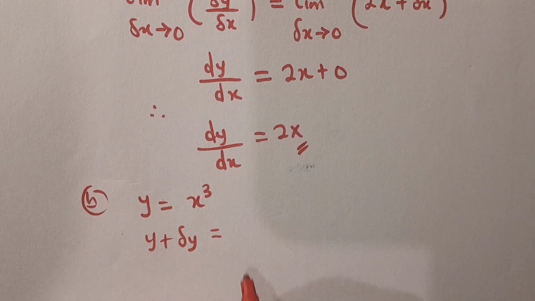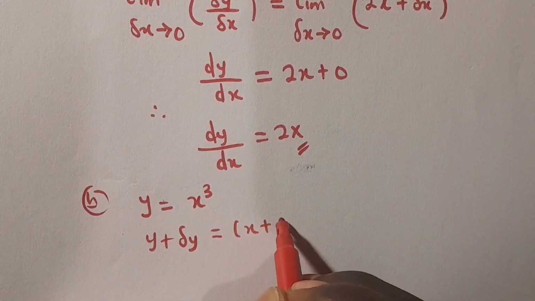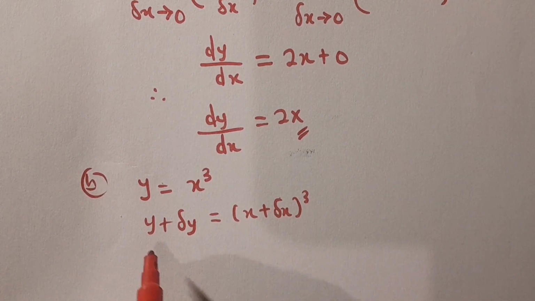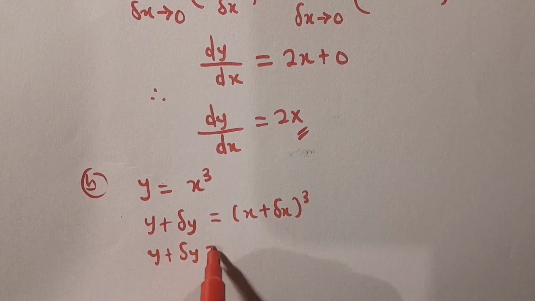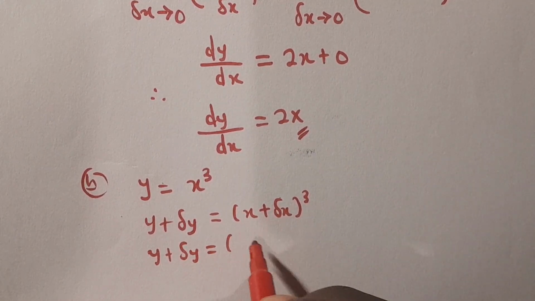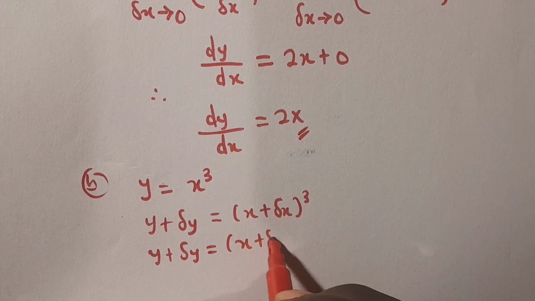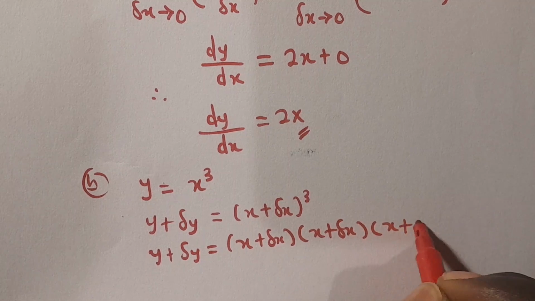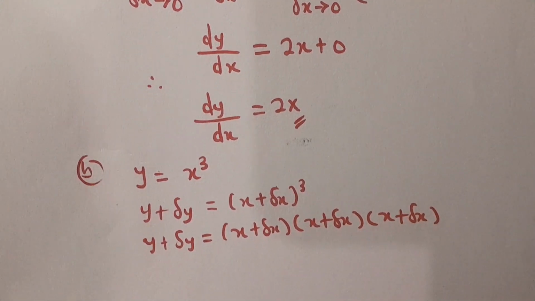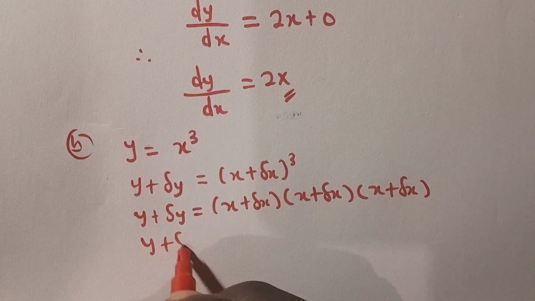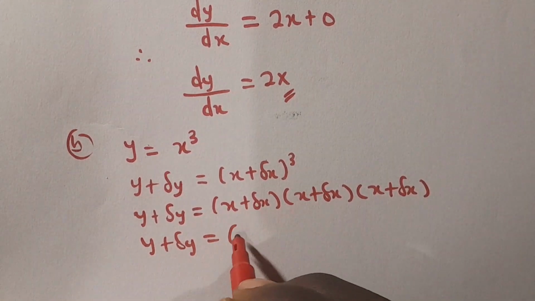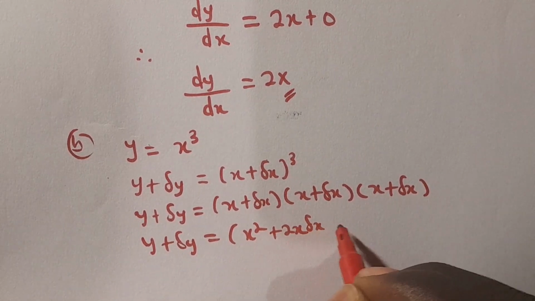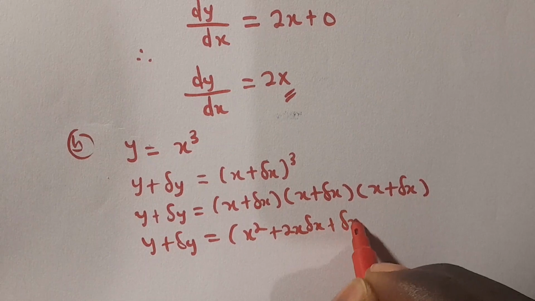Then this will now be equal to x plus change in x, and this goes to power 3. So from here we have y plus change in y equals x plus change in x, times x plus change in x, times x plus change in x. With this, we have y plus change in y equals, where we multiply this, x squared plus 2x change in x, plus change in x squared.